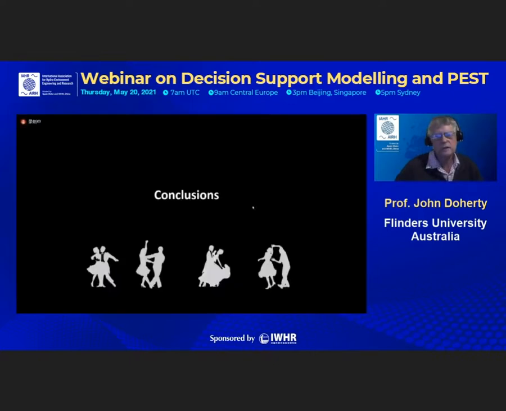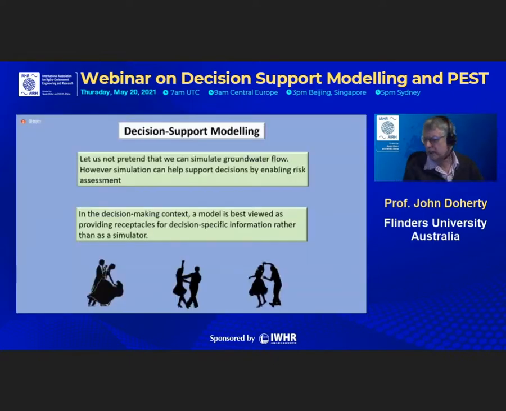So in conclusion, I hope I've said something that'll change your mind a little bit about how we should approach decision support modelling. It's not about building a giant, great, big, ugly numerical model and then history matching as an afterthought.